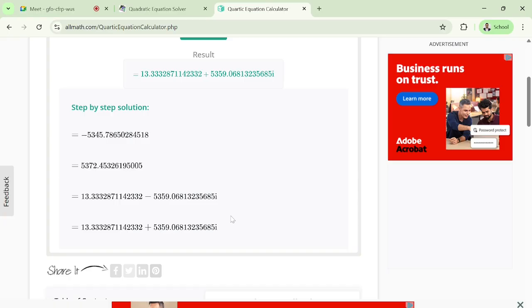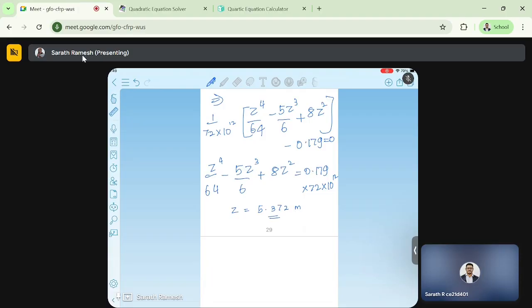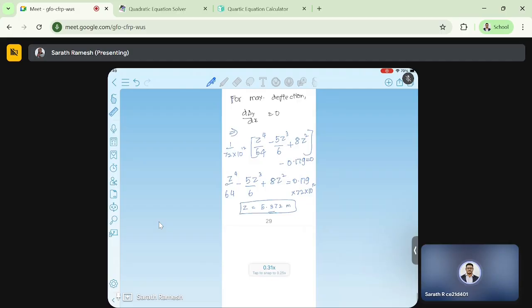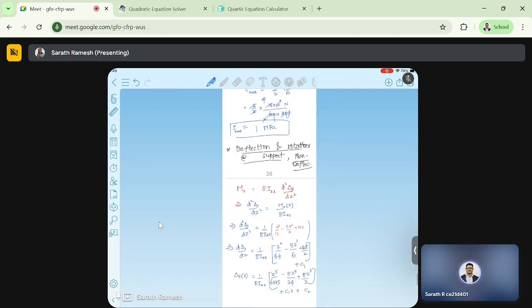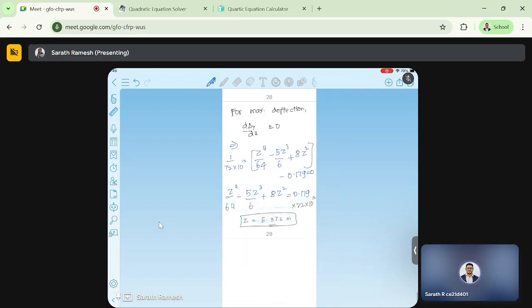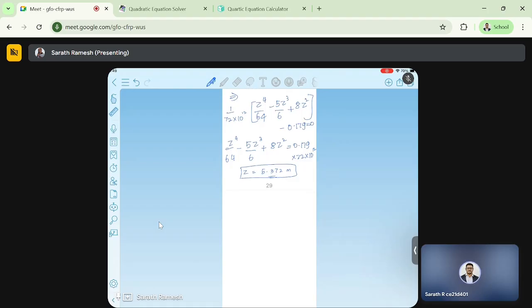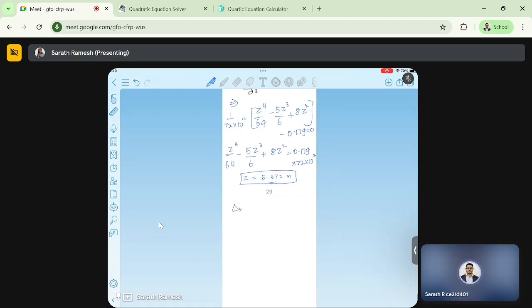Yes. So out of the four roots, I'm getting 5.372 meters, which makes some sense. The other three are not applicable: two are imaginary, one is negative. Okay, so this actually solves the thing. Of course, it's near the midspan, not exactly the midspan, since the load is not symmetric. So the maximum delta y will be at this value.